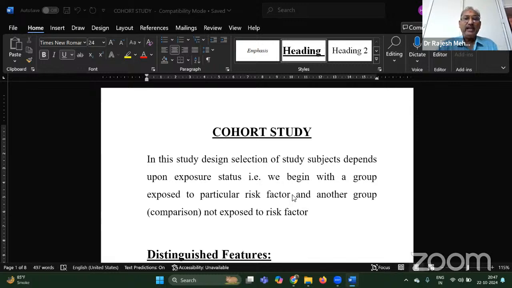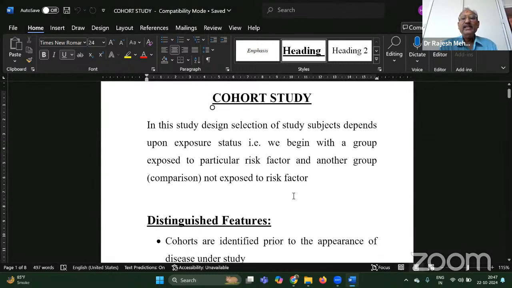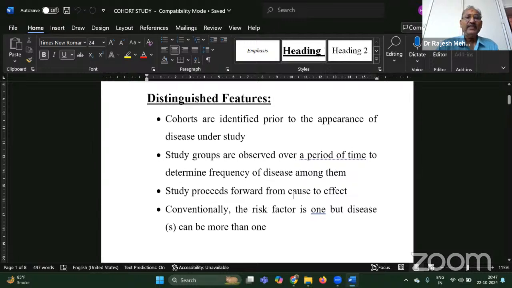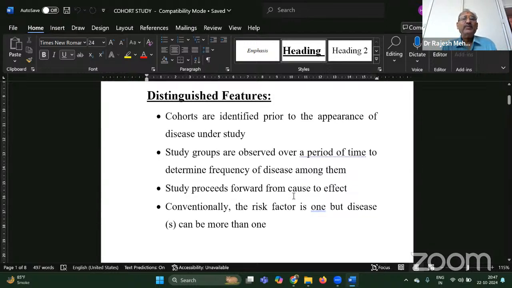Now, in cohort study, in this design, selection of study subjects depends upon exposure status. We begin with a group exposed to a particular risk factor and another group which is not exposed to the risk factor. Now, what are the factors identified prior to the appearance of the disease under study? So you can meticulously find out the incidence of disease, you can find out the prevalence of the disease. Study groups are observed over a period of time to determine frequency of disease among them. So exactly every week or every month you can do it.